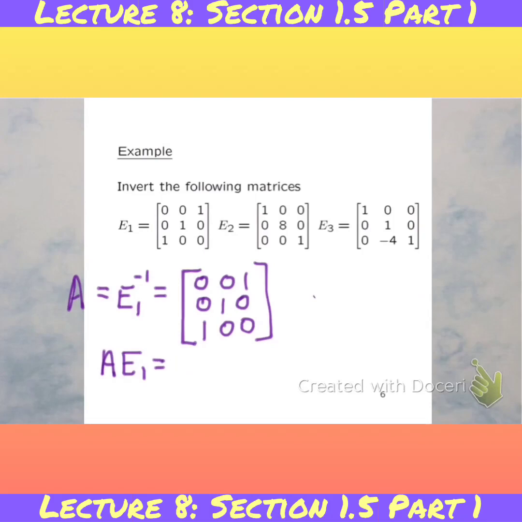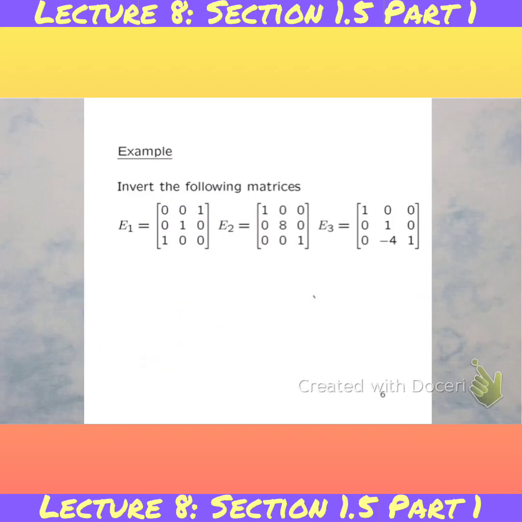A is also an elementary matrix. We got A by taking the identity matrix and switching the first and the third row. So whatever we did to get A, we do to E1, switching the first and the third row of E1 around. That is going to generate the identity matrix. So it's clear that E1 is its own inverse. Okay, so let's look at the second one, E2.